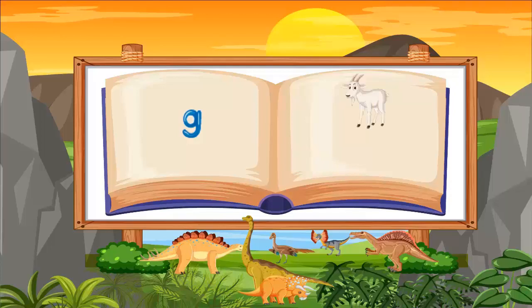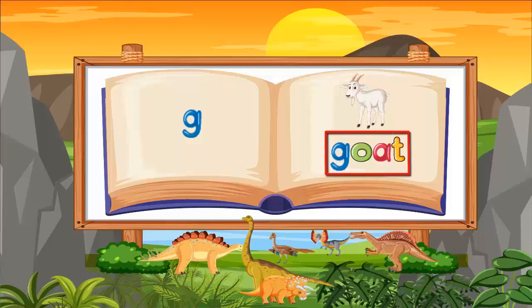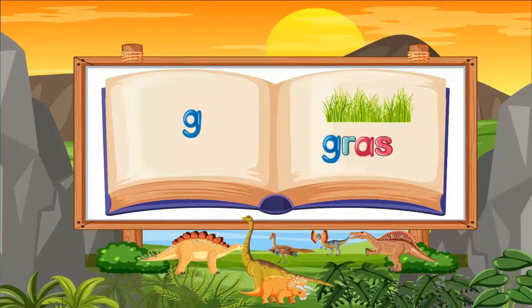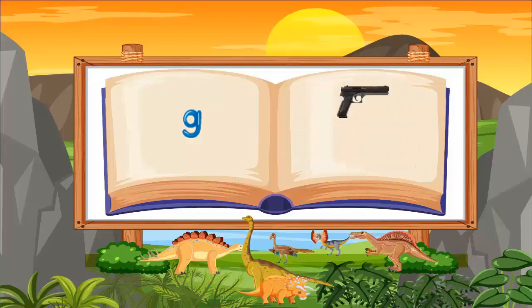G for goat. G O A T goat. G for grass. G R A S S grass. G for gun. G U N gun.